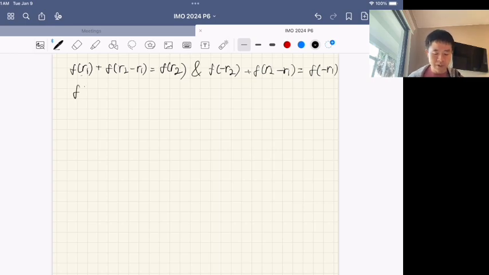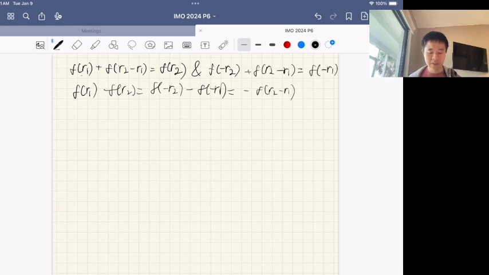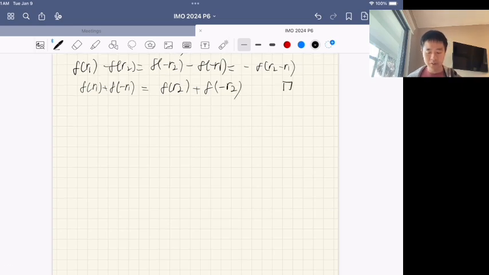Okay, so that would mean that f(r1) minus f(r2) equals f(minus r2) minus f(minus r1). Well, they are both the same as this. In other words, f(r1) plus f(minus r1) equals f(r2) plus f(minus r2). Okay, so we are done with this.